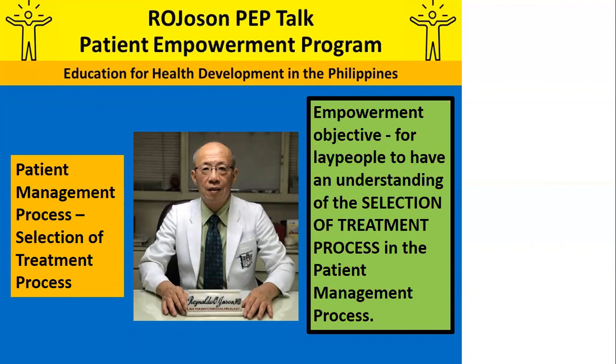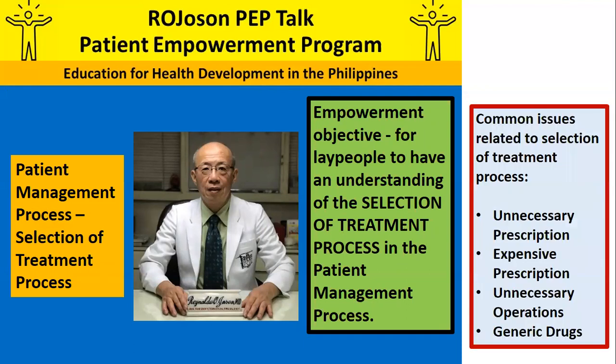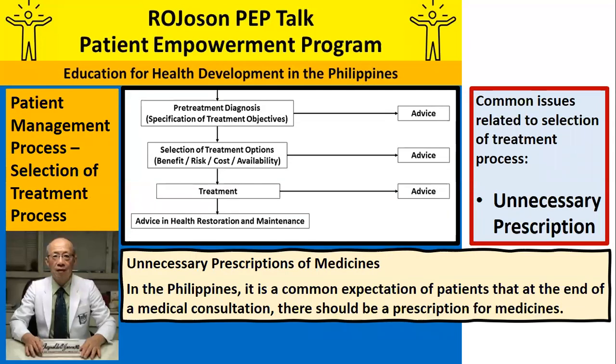I will end this part 1 of the pep talk, and add some more. I'd like to discuss the common issues related to the selection of treatment processes: unnecessary prescription, expensive prescription of medicine, unnecessary operations, and generic drugs. Let's start with the unnecessary prescription.